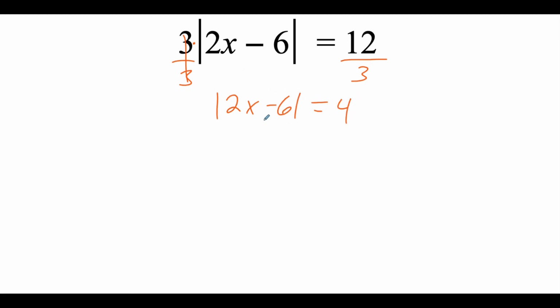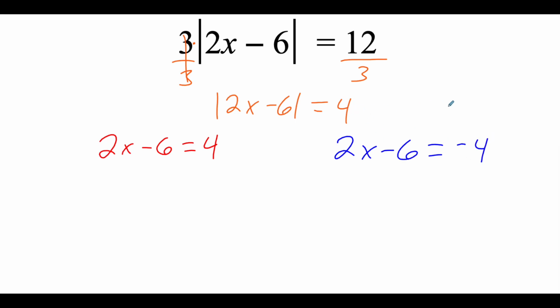Now that I have this absolute value all by itself, I'm going to go ahead and split up my equations. So for my first equation, I just get rid of the absolute value bars and pretend they were never there. For my second equation, I get rid of the absolute value bars, but I change the sign on the answer on the right-hand side. So that positive 4 turns into a negative 4.